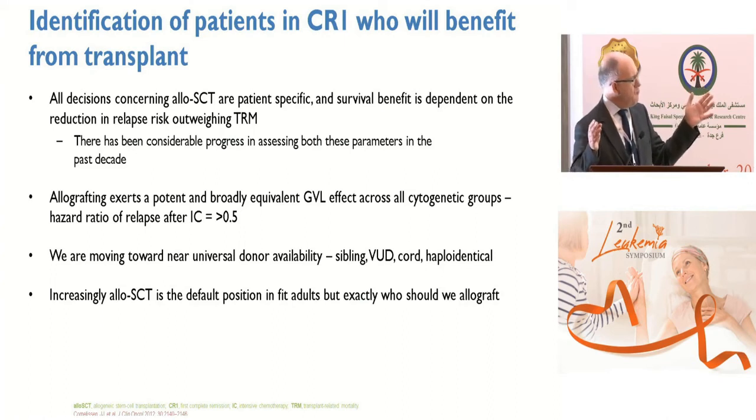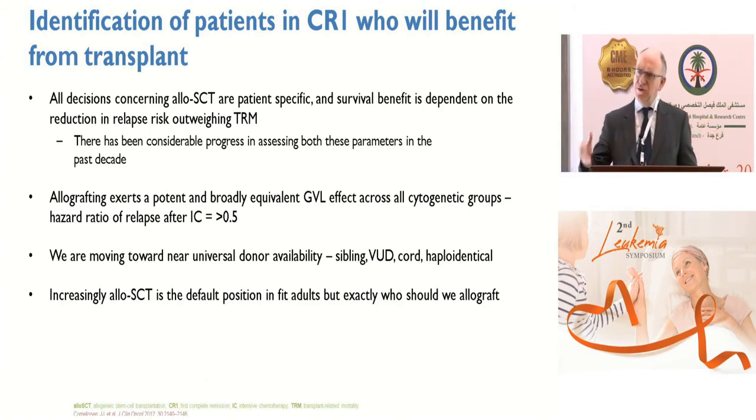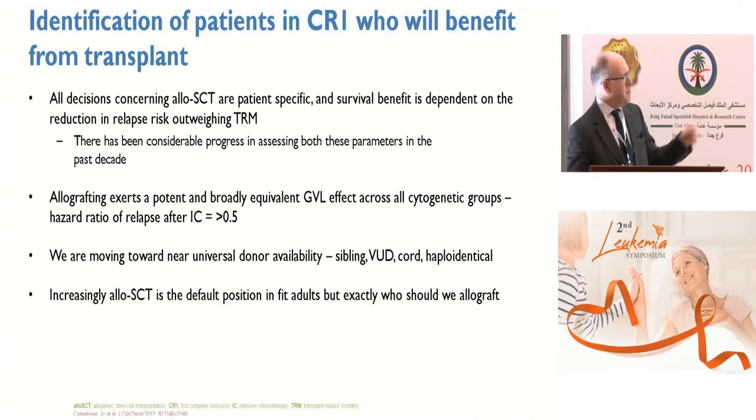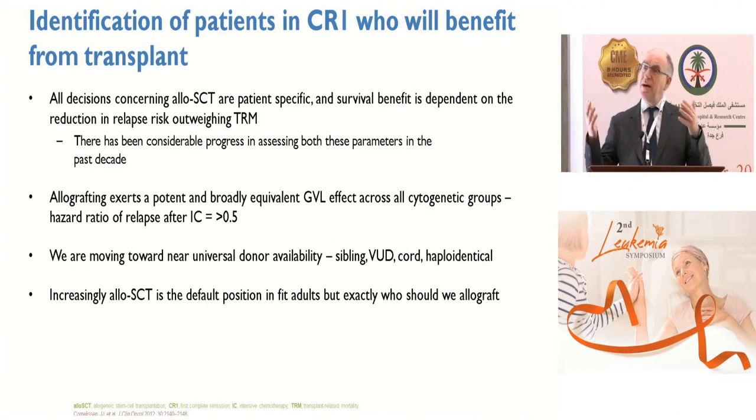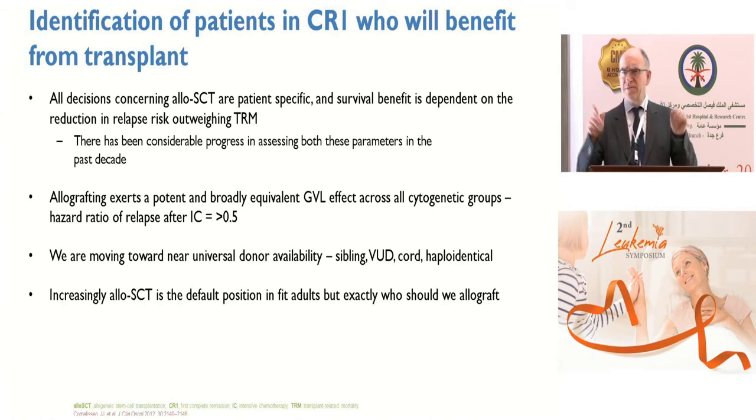The rationale for taking somebody to transplant is because you think the increased anti-leukemic benefit of a transplant outweighs the risk. We're getting much better now at identifying how big the anti-leukemic benefit of transplant is. And I'll give you the bottom line, all right? If you have a transplant, compared with having intensive chemo, your risk of relapse is halved. The hazard ratio is about 0.4. It's more than halved. And that is independent of the cytogenetics.